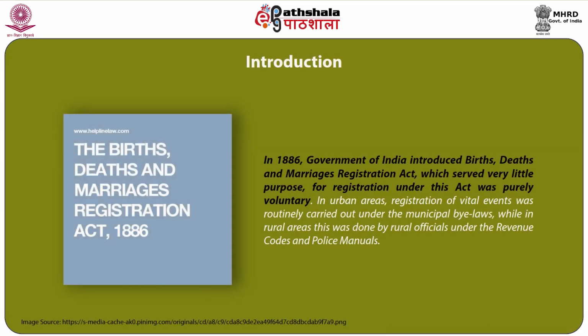In 1886, Government of India introduced the Births, Deaths and Marriages Registration Act, which served very little purpose, for registration under this act was purely voluntary. In urban areas, registration of vital events was routinely carried out under the municipal bylaws, while in rural areas this was done by rural officials under the revenue codes and police manuals.